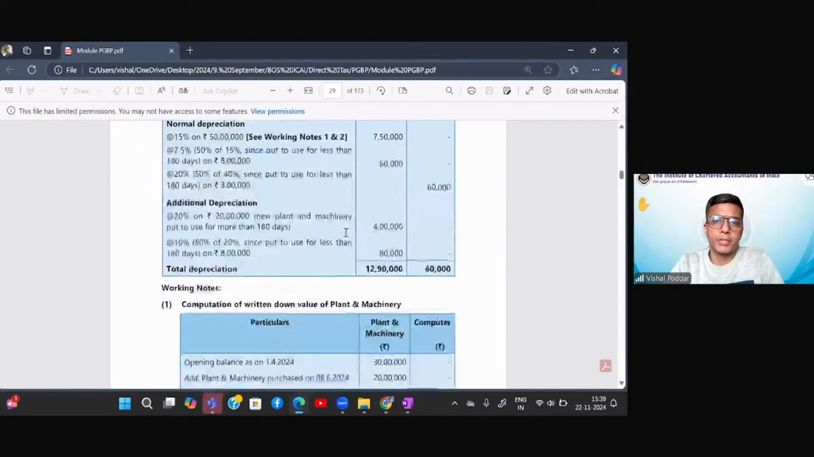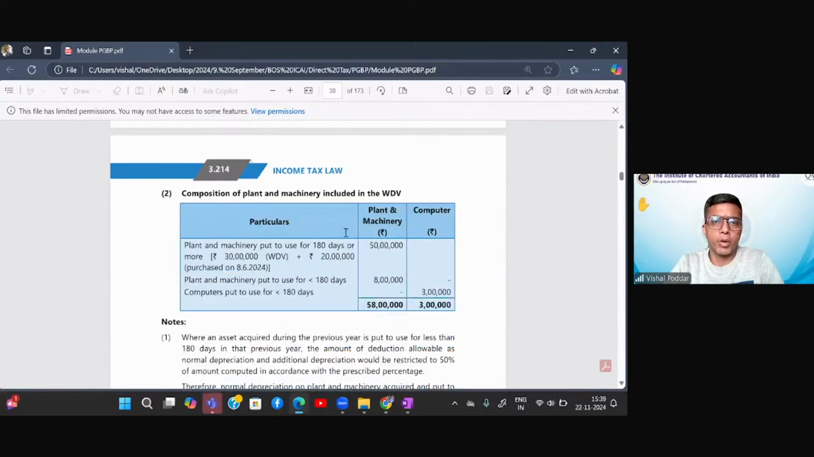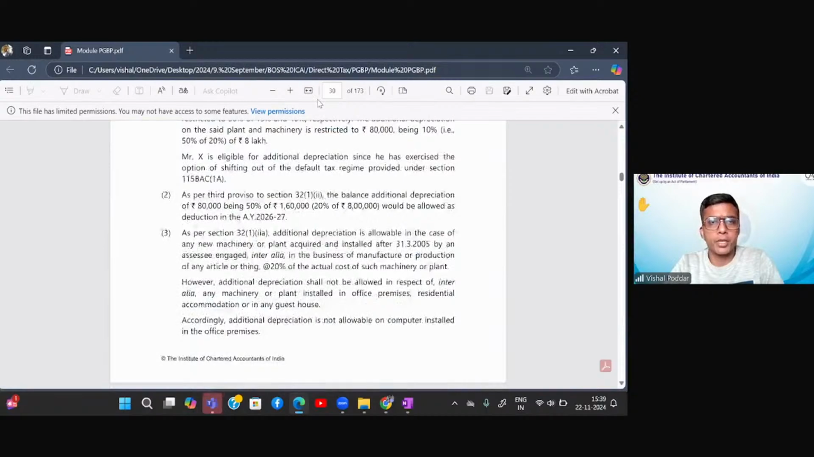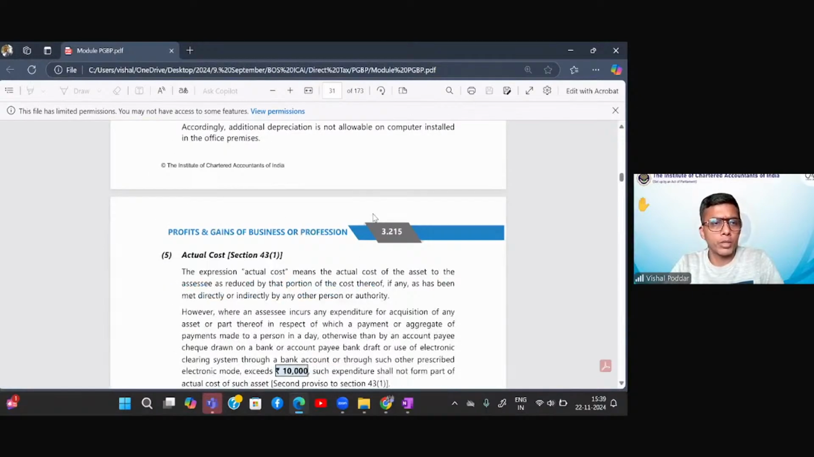Now they have given some simple practical examples. We have already covered the different case scenarios. I request that you solve this.